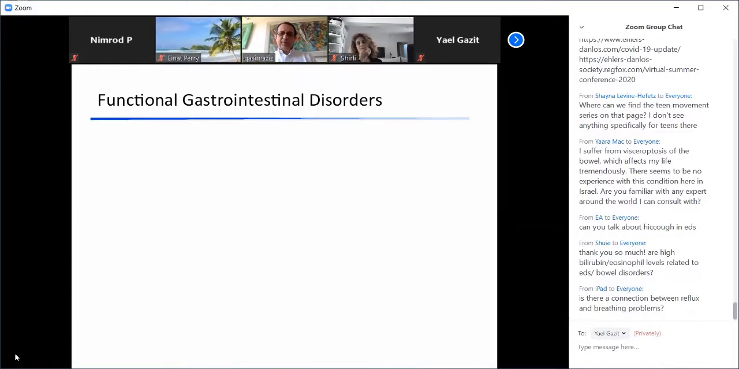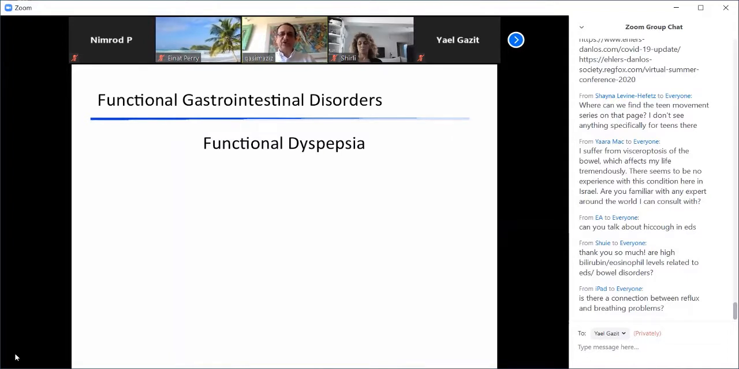And then a lot of our patients complain of symptoms throughout the gastrointestinal tract, and these are conditions that we describe as functional gastrointestinal disorders, and there are quite a few of these functional gastrointestinal disorders. These are disorders where there are a lot of symptoms, but no abnormality is found on traditional studies like x-rays, endoscopies, etc. They're all normal.